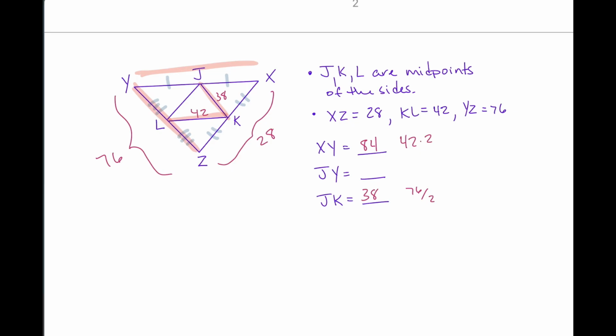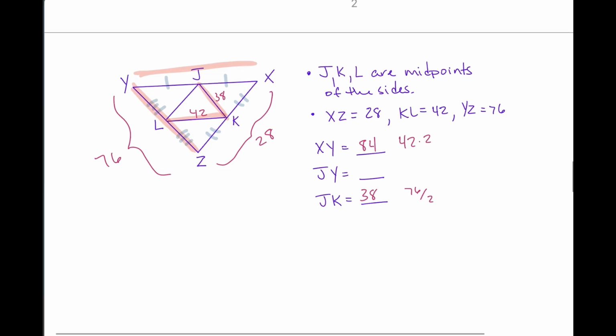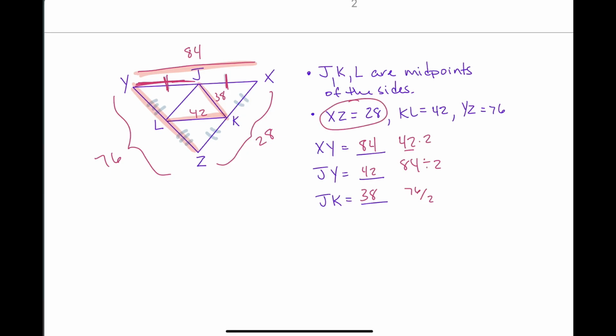Now we're going to find JY. We are going to find this part right here. We know this whole side right here we just found was 84. We want to find half of 84 because of these marks right here. So we're going to go 84 divided by 2. We're just going backwards. So it is 42. Did we need XZ? Nope. But if we wanted to find JL, we did, but it just didn't ask us for that.